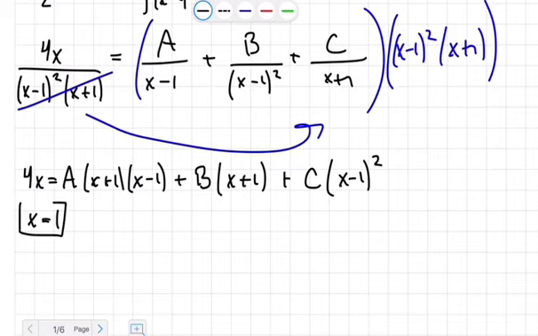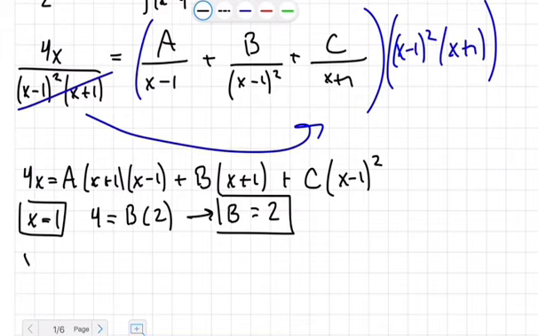If x is equal to positive 1, the left-hand side becomes 4. And on the right-hand side, we'll notice that this term is going to become 0, and so is this term here. And that's going to leave us with only the b term. So we have 4 is equal to b multiplied by 2, which is perfect because now we get that b is equal to 2. Let's fix that up a bit. B is equal to 2.